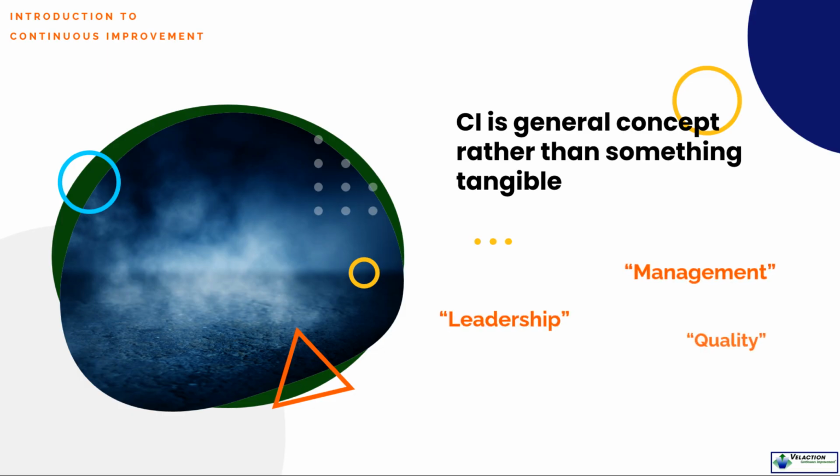If we talk about continuous improvement, it's probably most analogous to terms like management or leadership or quality, or even human resources, where these are all concepts that have a different meaning to different people. So when you talk about management, if you ask 10 different people to describe what good management looks like, you'll get 10 different answers. Or leadership, you might have people who advocate all sorts of different styles of leadership.